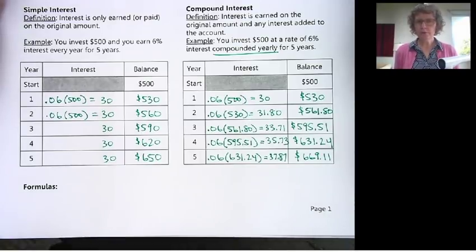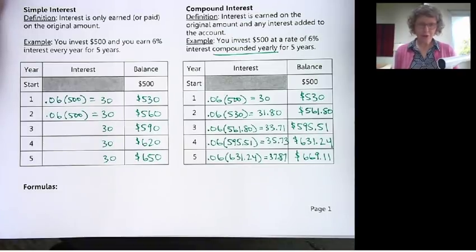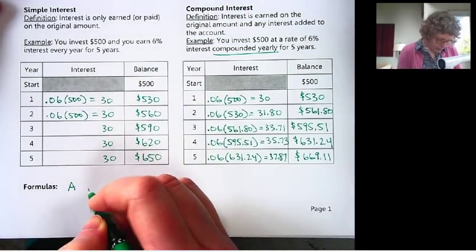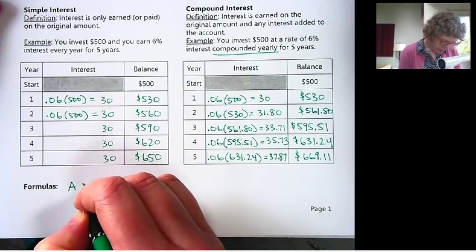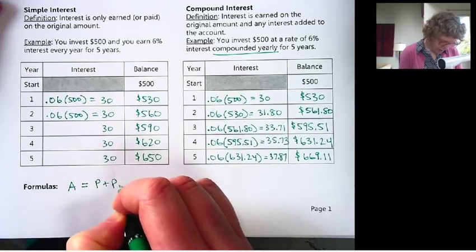We have some formulas if we wanted to go right to the 5 years. What if you're saving for retirement and you want to calculate something 40 years out? You don't want to do this 40 times. I'm sure you don't. So we have a formula to jump right to the end. Okay, so let me write them down and then I'll show you where they come from. So for the simple interest, A is the ending amount. A is equal to P plus PRT.